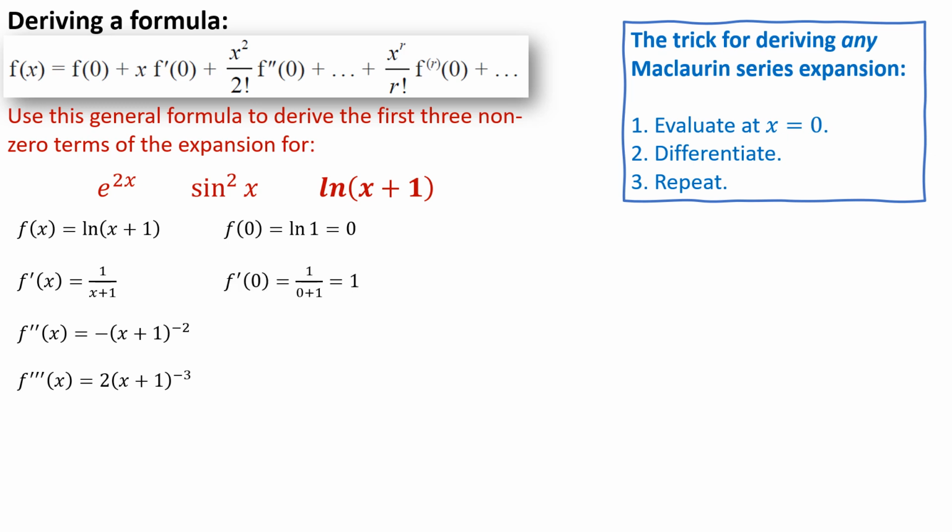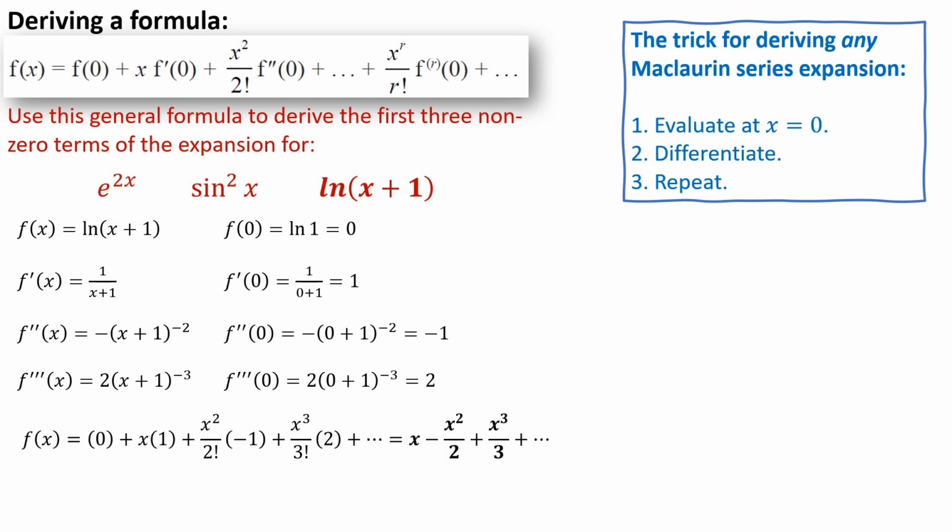We get ln of 1, we get 1 over 1, we get -1 to the -2. 1 to the -2 is evaluated, and then you put a minus in front, so that's a -1. And the next one is a +2. That's enough for us to start completing our expression. Sub in those values to the general formula, and out it pops. X minus x squared over 2 plus x cubed over 3.